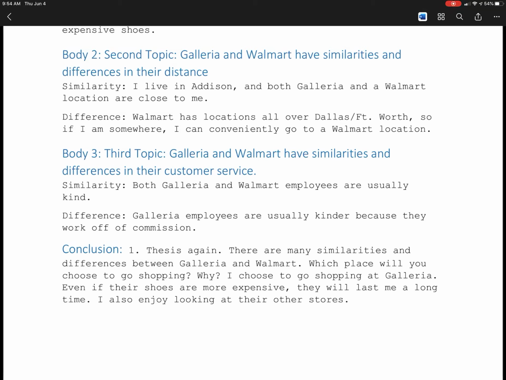Just as an example, I said, I choose to go shopping at Galleria. Now for why? Even if their shoes are more expensive, they will last me a long time. And then when I'm at Galleria, I also enjoy looking at other places.